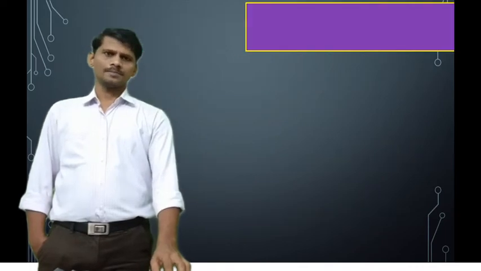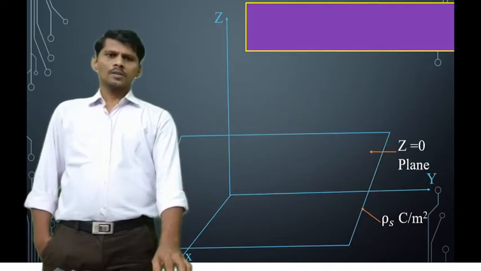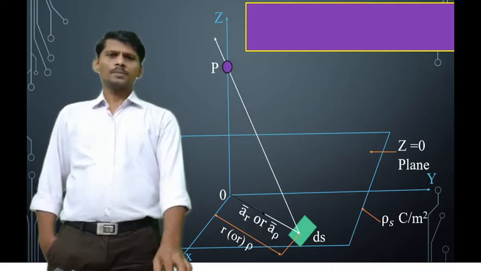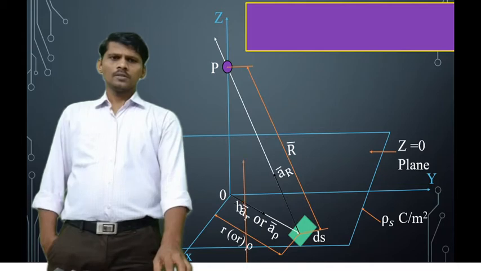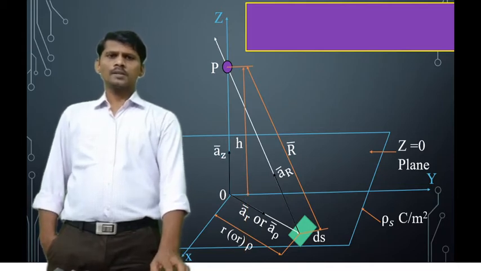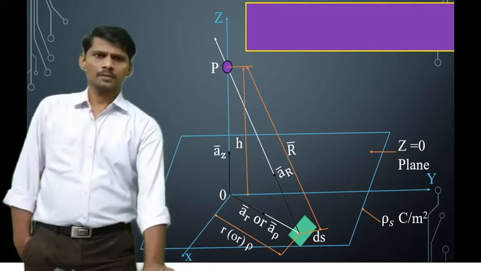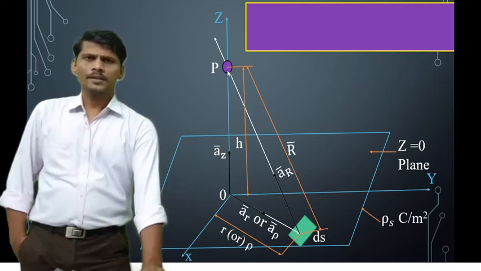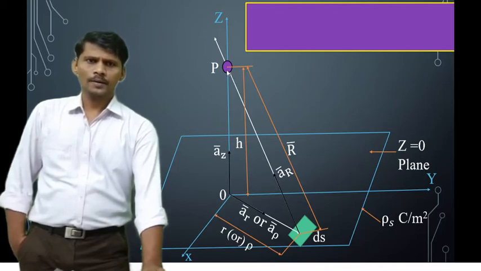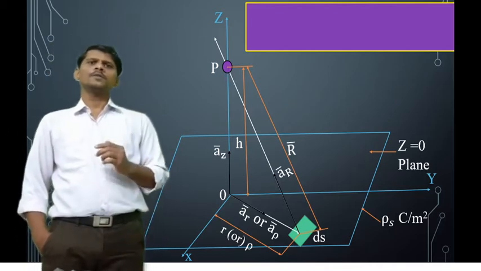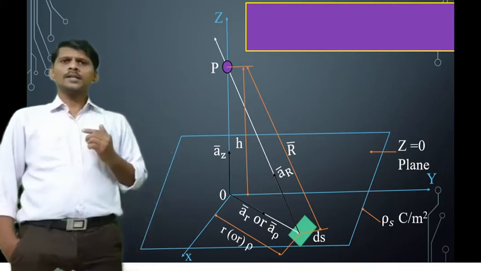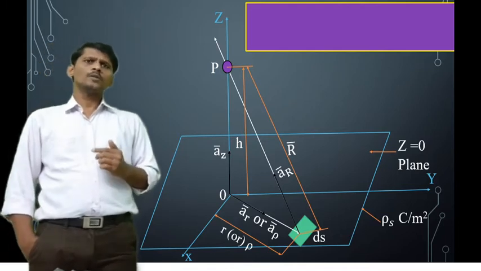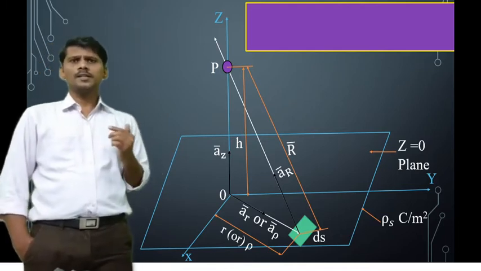From the figure, the electric field intensity is determined at point P on the z-axis. First calculate the distance vector capital R bar from the figure. If the unit vectors are moving towards point P, we consider them as a positive sign, and if the unit vectors are not moving towards point P, they are considered as a negative sign.